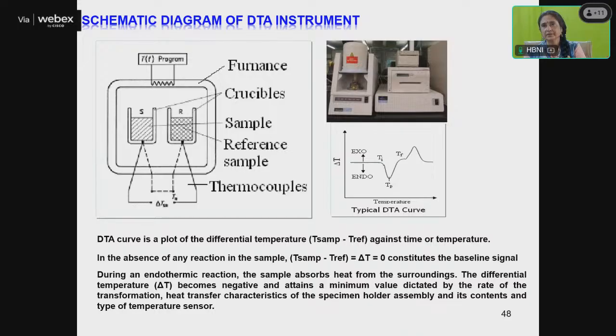Now this is what a typical commercial DTA instrument looks like. So what is the DTA curve? It is typically the T sample minus T reference, that is the delta T, against the time or temperature. In the absence of any reaction in the sample, what will happen? T sample minus T reference will be 0. So this is the baseline signal. And if it is below, then it is endothermic. If it is above, then it is an exothermic curve.